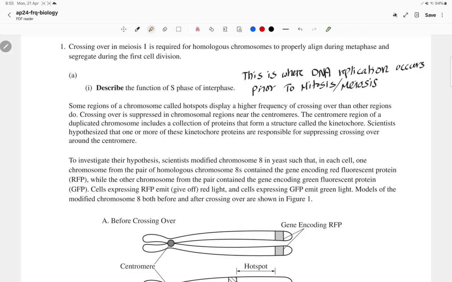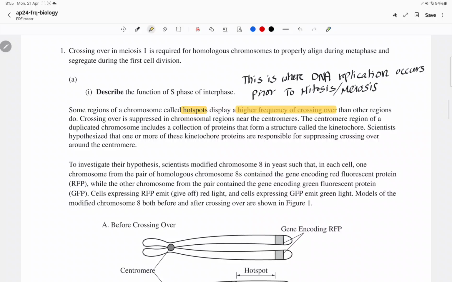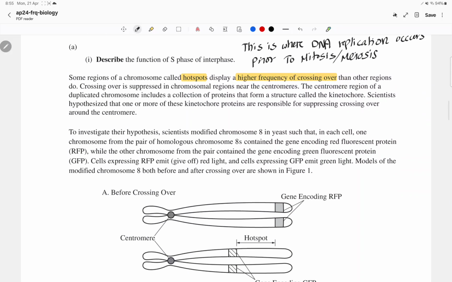Now, some regions of a chromosome called hotspots display a higher frequency of crossing over than other regions do. Crossing over is suppressed in chromosomal regions near the centromere. So, near the centromere, we don't have any crossing over, essentially. And the reason is, the hypothesis, one or more of the kinetochore proteins in the centromere are responsible for the suppressing of the crossing over around the centromere.